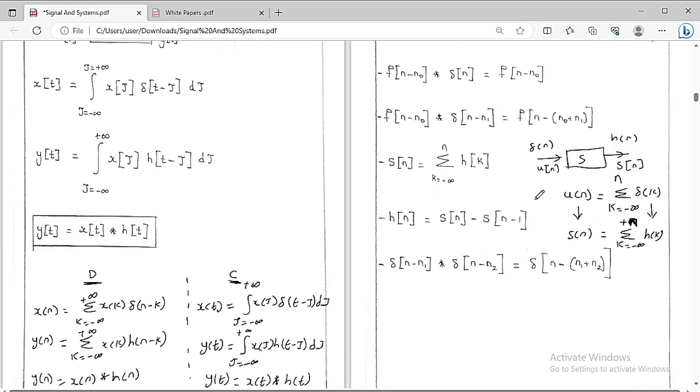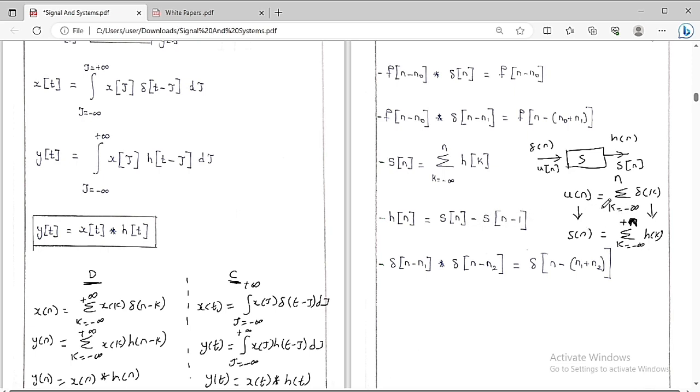I want to find the reverse thing. So basically, if you know h of n, then you can get the value of s of n in this formula. Suppose you know s of n, how to get h of n? h of n is equal to s of n minus s of n minus 1. So the impulse response is the first difference of the step response. So the unit impulse response is the first difference of the unit step response. So h of n is equal to s of n minus s of n minus 1. This is the thing you always have to keep in your mind.